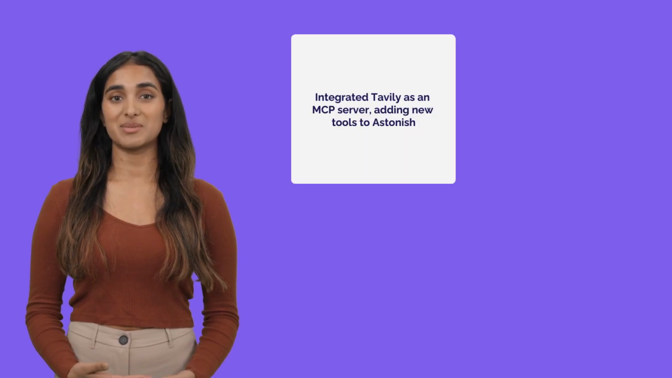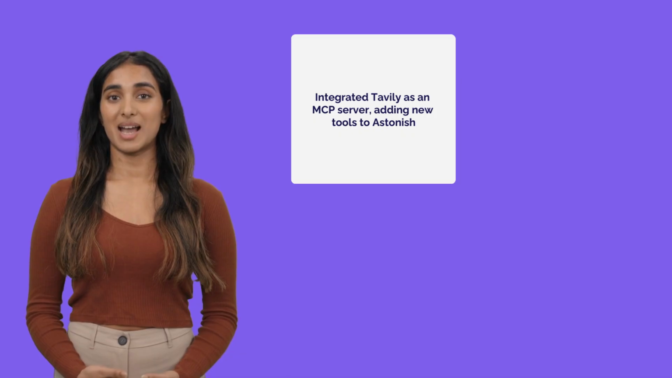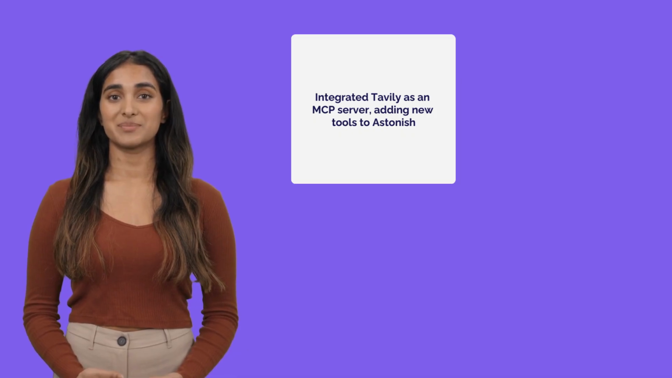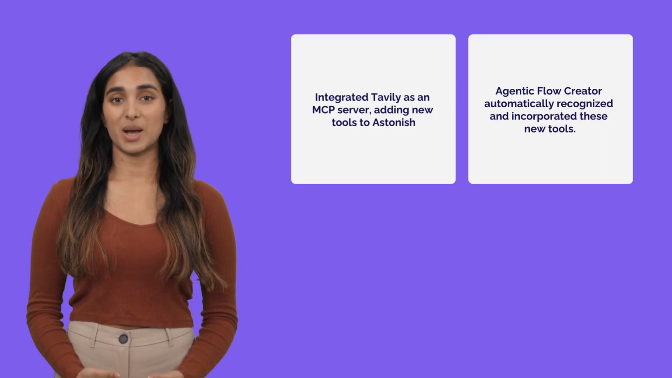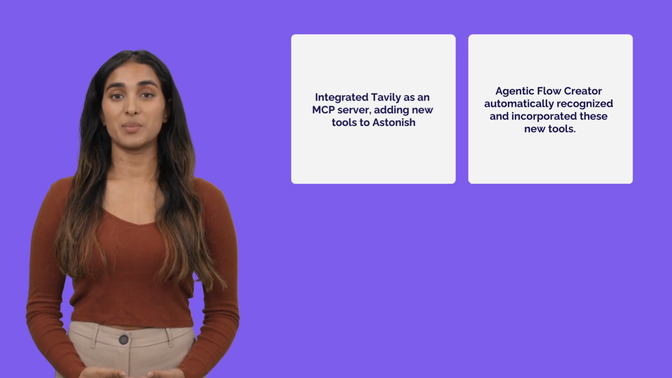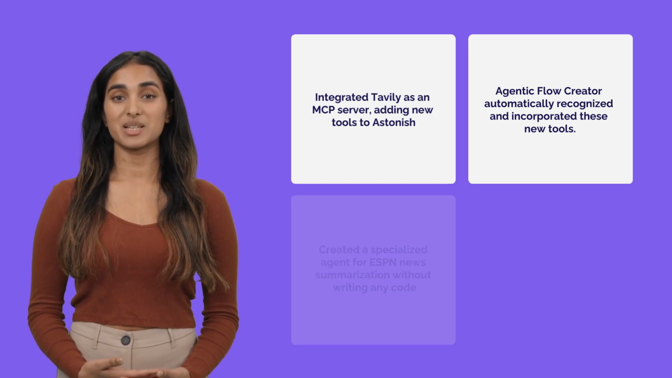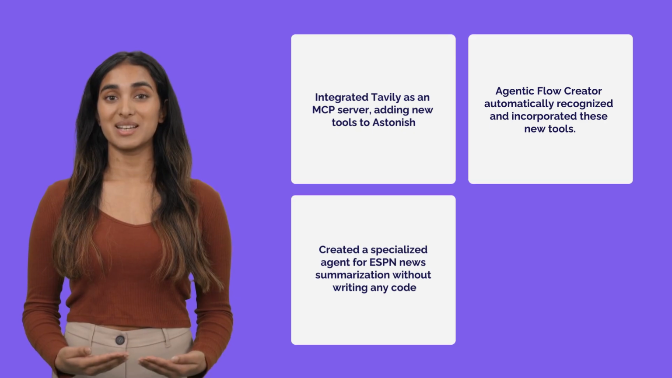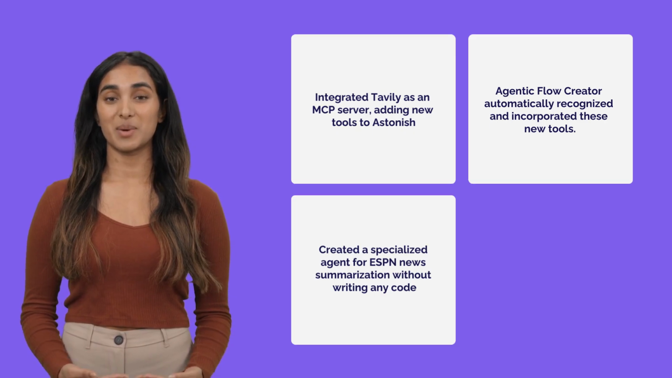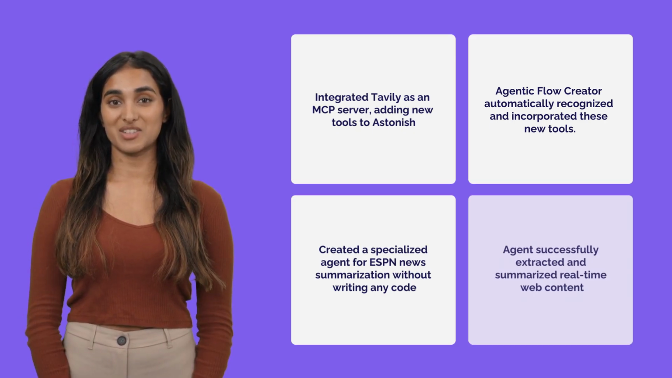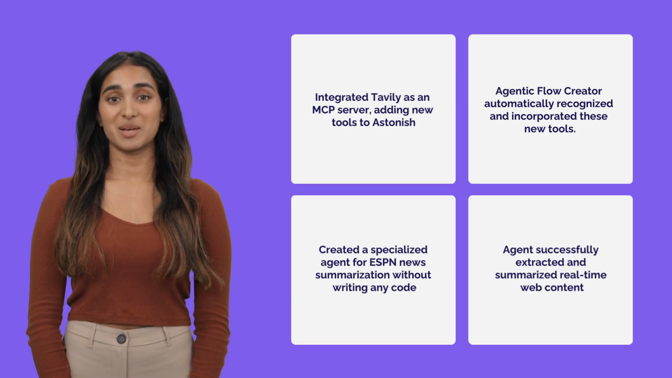Let's review what we've accomplished. We integrated Tavily as an MCP server, adding new tools to Astonish. The Agentic Flow Creator automatically recognized and incorporated these new tools. We created a specialized agent for ESPN news summarization without writing any code. Our agent successfully extracted and summarized real-time web content.